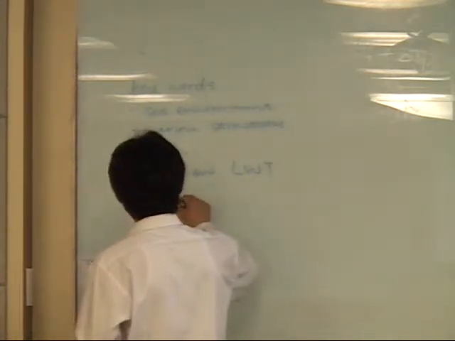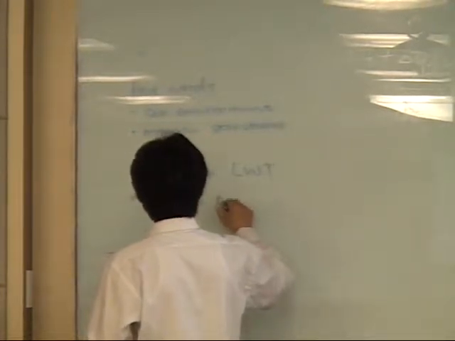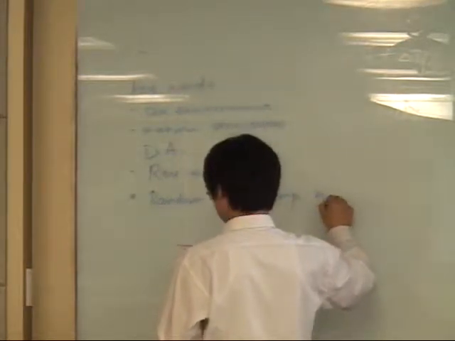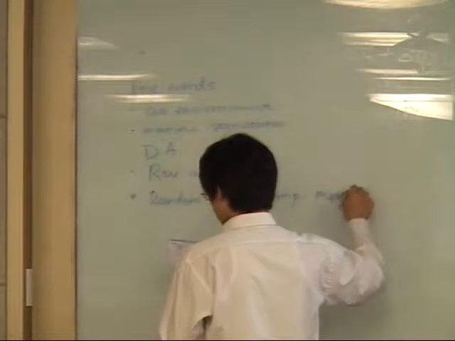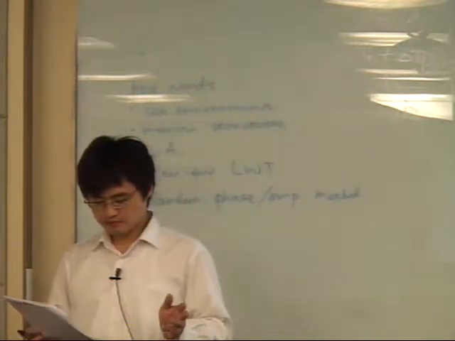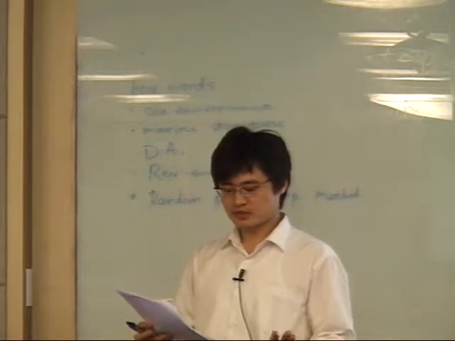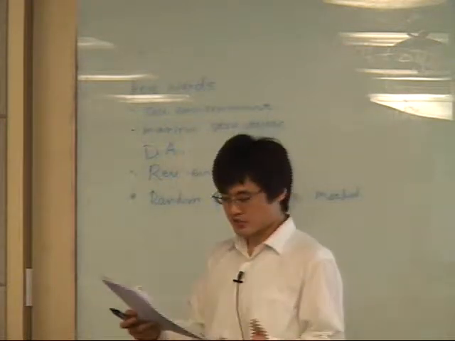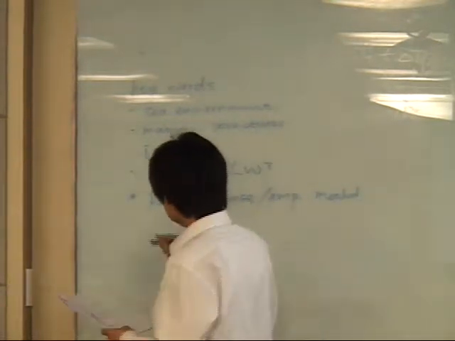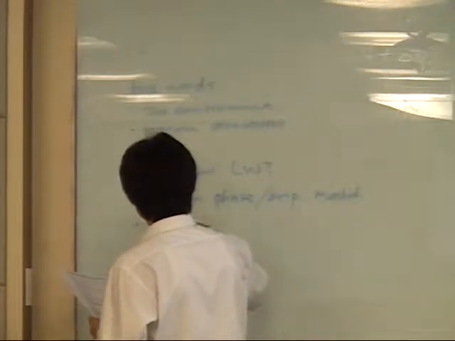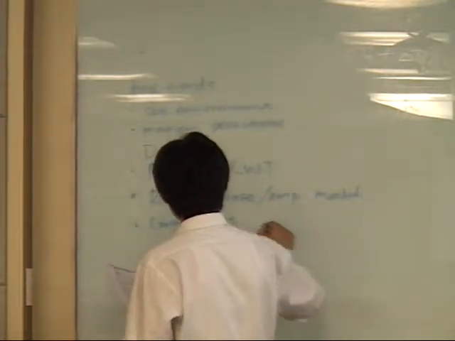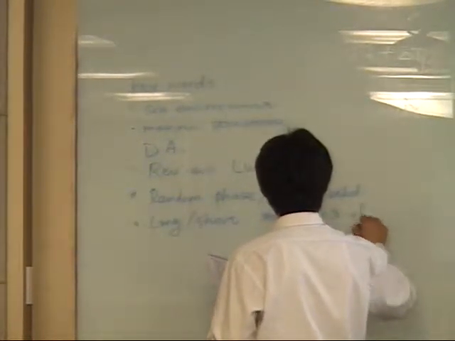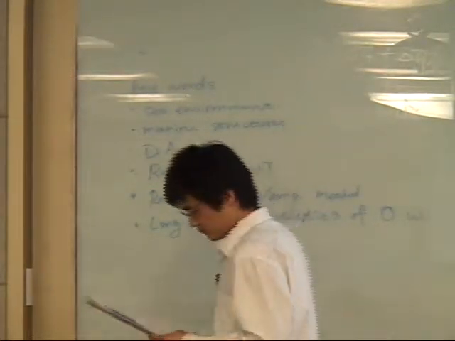It's called the random phase amplitude method. It would be beneficial to all of you to know a few short-term statistics and long-term statistics of the ocean waves. So, long-term and short-term statistics of ocean waves.